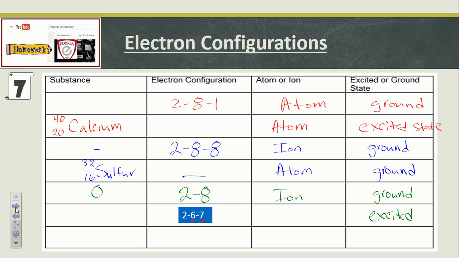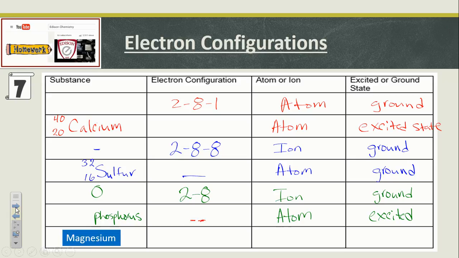I'm not sure if it's an atom or an ion, so I'm going to assume that it is an atom, so I can figure out its identity, which means I have to add the electrons together to find out its atomic number. 2 plus 6 is 8, and 7 is 15. So it has 15 electrons, and it's an atom, so it must have 15 protons, which means the atomic number is 15. So that's phosphorus. Phosphorus. Last one, and then we'll move on.